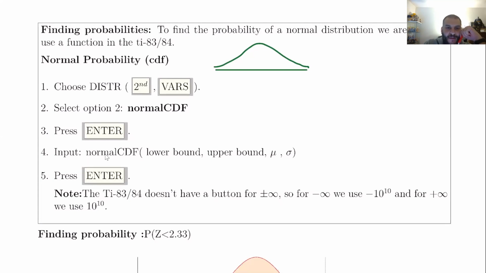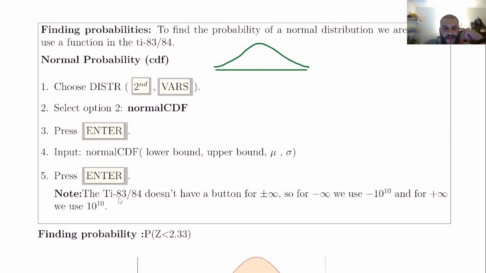Then you want to input normalcdf. Depending on which calculator you have, if you have an older calculator, once you hit enter, on the main screen you're going to see normalcdf. And you have to enter the lower bound, the upper bound, mu, and sigma. The lower bound is just the lowest value that gets shaded. The upper bound is the highest value that you want shaded. And lastly, just press enter. This is how we're going to get our probability.